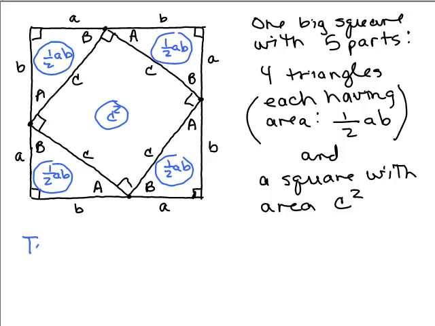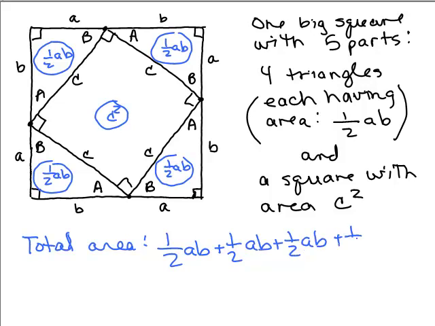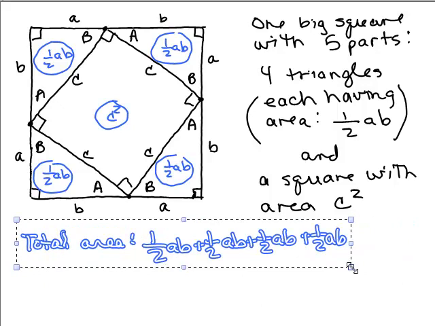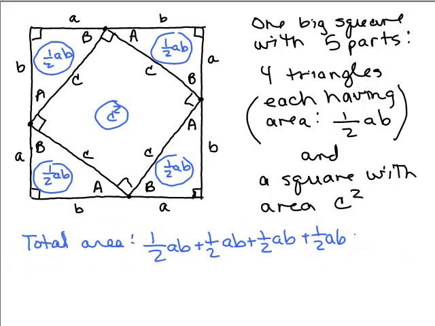So that means the total area, what would it be? I would just add those 5 pieces together. I'd have 1/2 AB plus 1/2 AB plus 1/2 AB plus 1/2 AB plus C squared. I'm going to run out of space here, so I'm going to make this a little smaller. There we go. Plus the area of the square. So those are the 5 pieces.